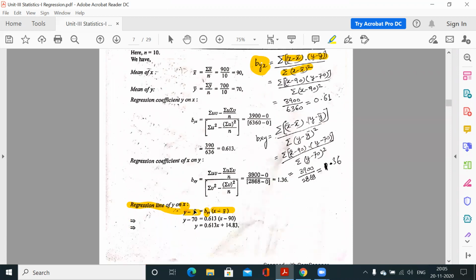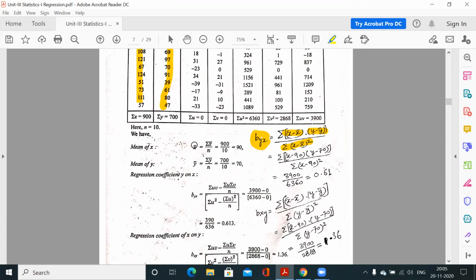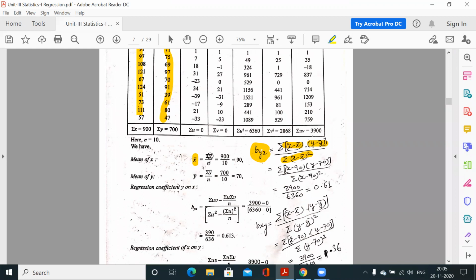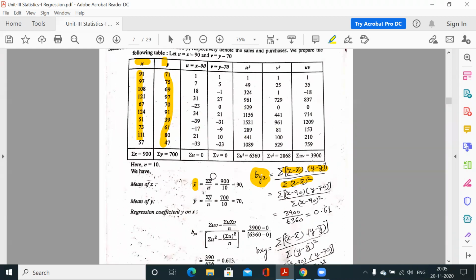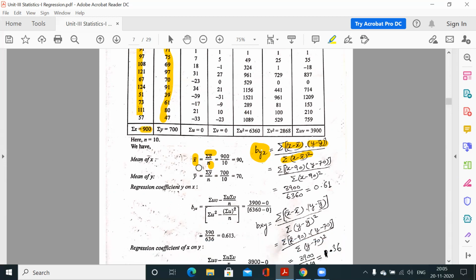First, the regression line of y over x. Here we need x bar and y bar. So calculating x bar: how to find out x bar? x bar is the arithmetic mean of x data, so summing up all the x values and dividing by the total number of observations. Here we have 1, 2, 3, 4, 5, 6, 7, 8, 9, 10, so a total of 10 values. The total of the x values is 900, so 900 divided by 10 is 90.